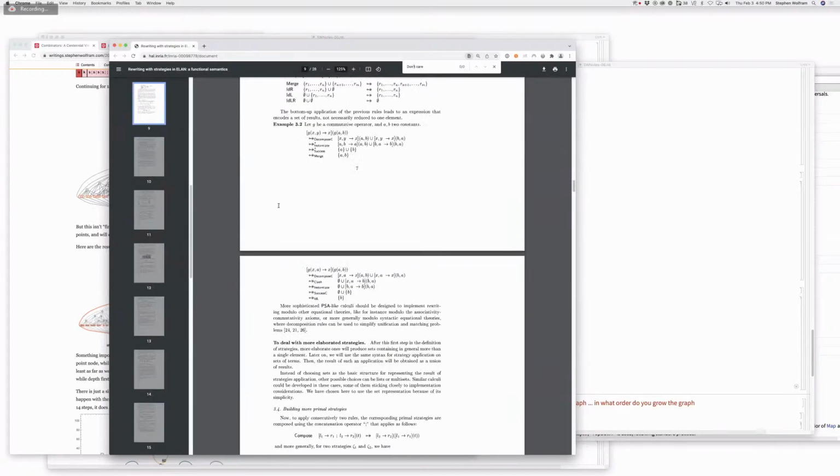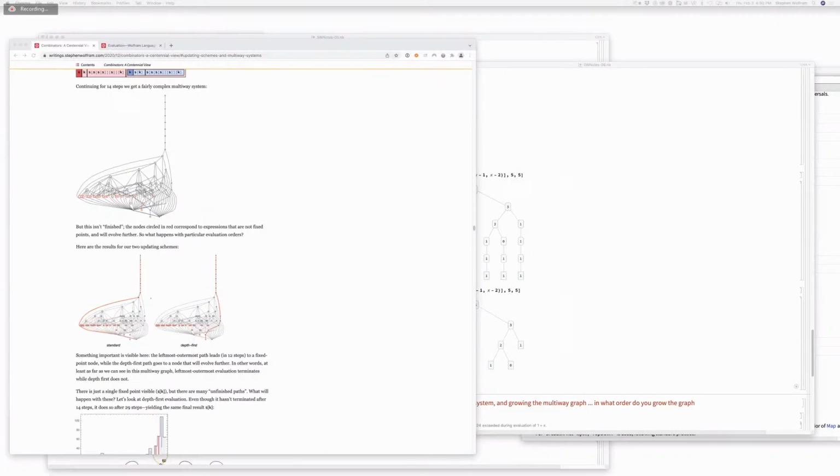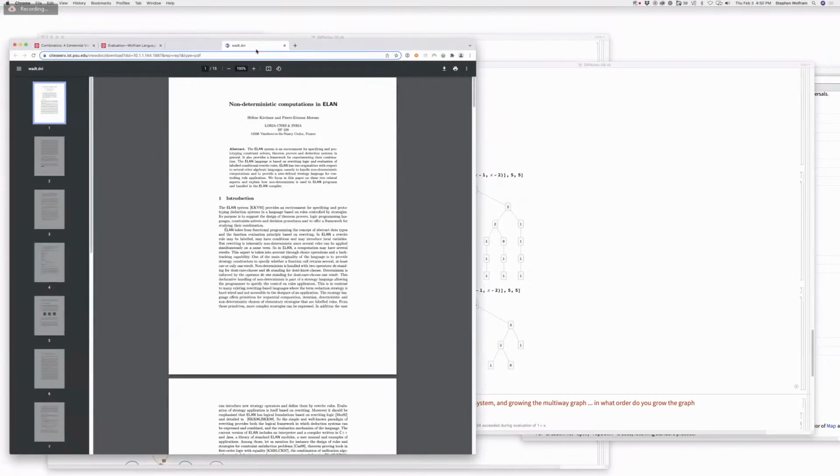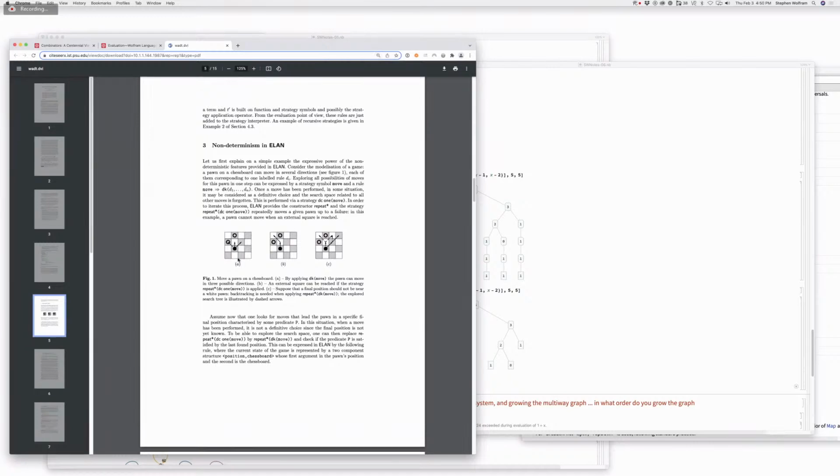Sorry, I think you have the wrong paper. The paper is the non-deterministic computations in ELAN, which was, I think, the first link I sent. It's actually the second link in the chat, the message which starts, but on the issue of evaluation strategy. Okay. And then section 3, non-determinism. And yeah, the wrong thing. Okay. All right, so I'll let you look at it.